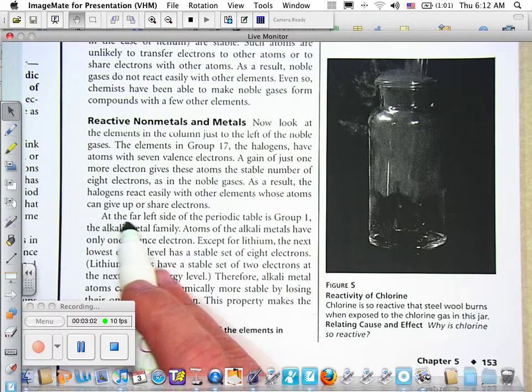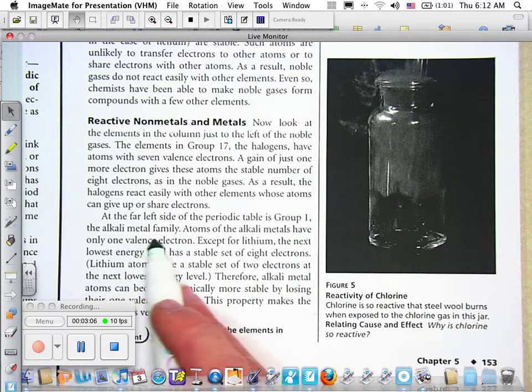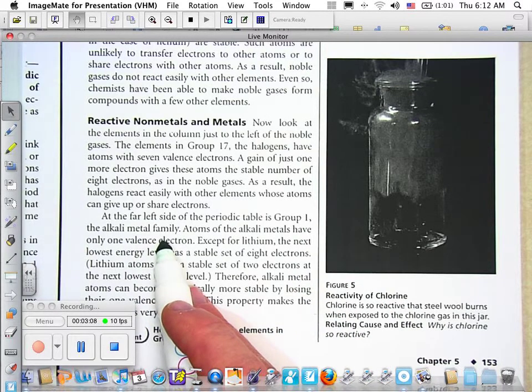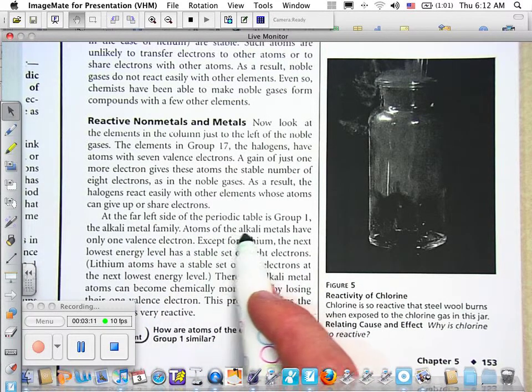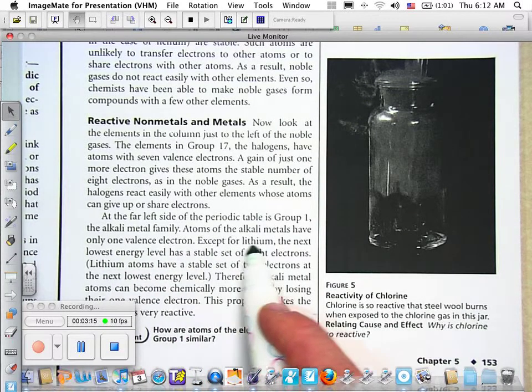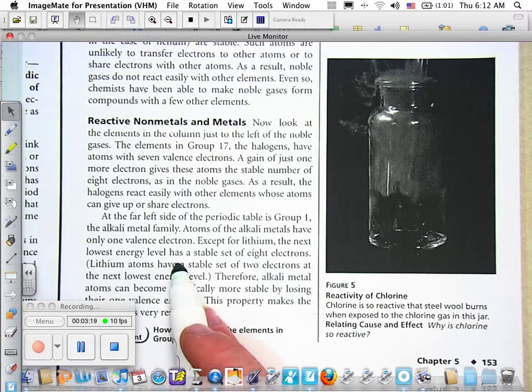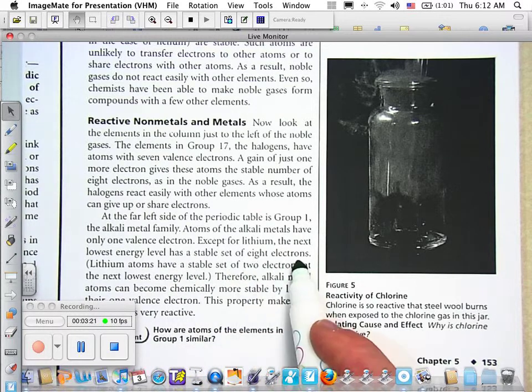At the far left side of the periodic table is group 1, the alkali metal families. You check it out yourself. Group 1. Atoms of the alkali metal families have only 1 valence electron. Except for lithium, the next lowest energy level has a stable set of 8 electrons.